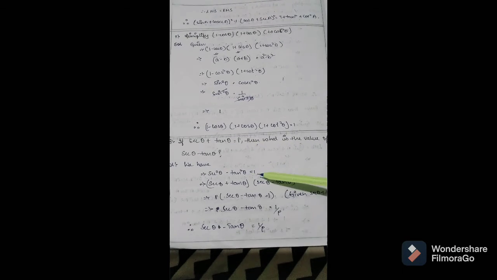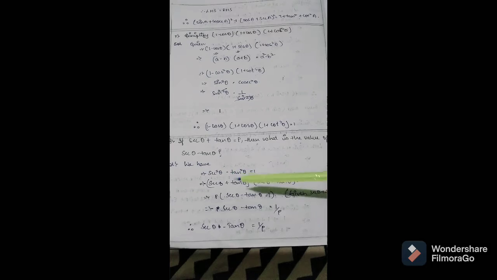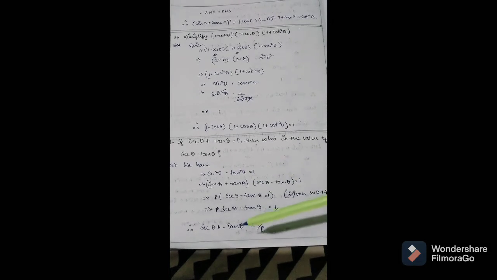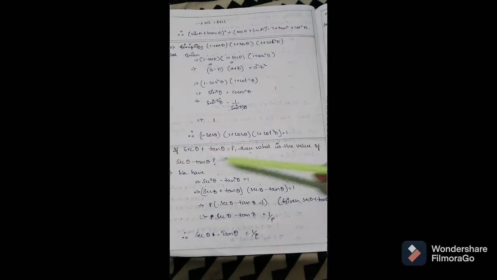From the identity we know that secant square theta minus tan square theta is equal to 1. So we can write this as secant theta plus tan theta into secant theta minus tan theta is equal to 1. They have given that secant theta plus tan theta is equal to p, so we have applied this here.